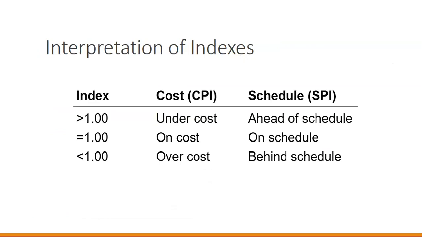So when we're looking at this interpretation of indexes, if our index result from our calculation is over 1, we're under cost and ahead of schedule. If it equals 1, we're on cost and on schedule. And if it's below 1, we're over cost and behind schedule.